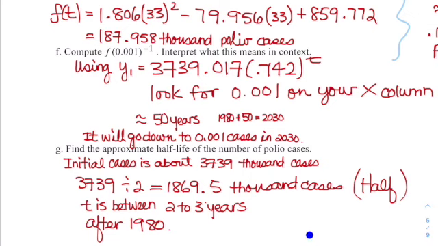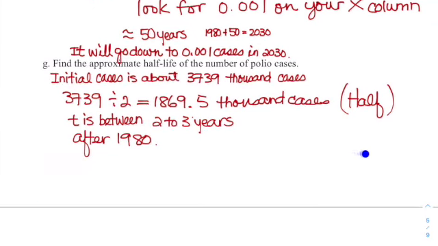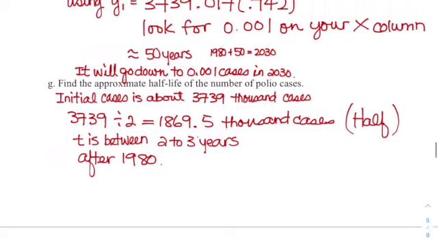But there's always going to be 1 or 2 cases that are just not going to disappear. Hopefully one day they will. But I'm just saying by the statistical mathematical situation, it goes down by half about every 2 to 3 years. So that's a wonderful thing. So t is between 2 to 3 years after 1980.